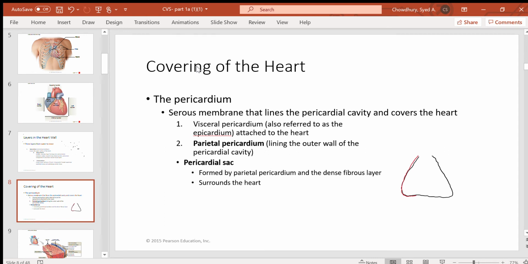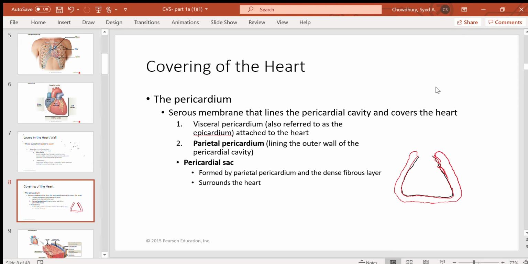Okay, so you see here, this is the inner layer of the pericardium, which is attached to the surface of the heart, and actually this one makes the epicardium, the outermost thin layer of the wall of the heart that I just mentioned. Okay, and then what happens, you see, it gets folded like this and forms the outer layer.